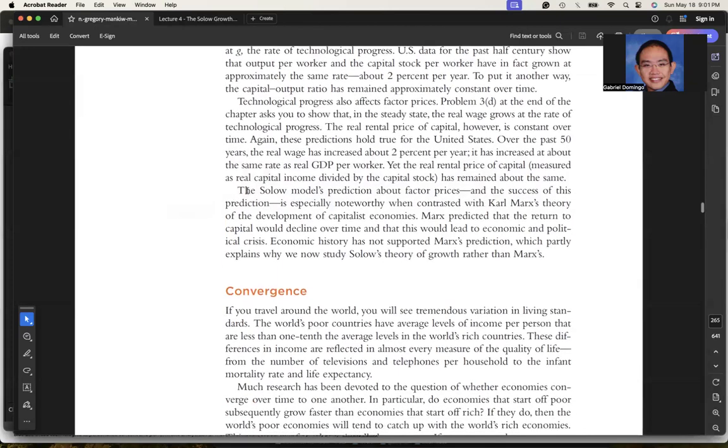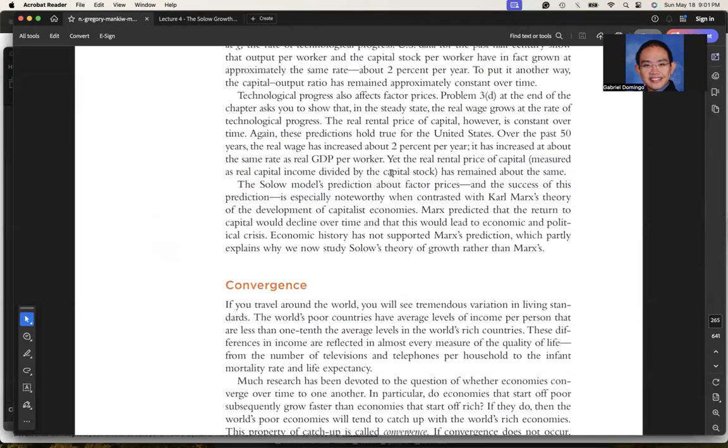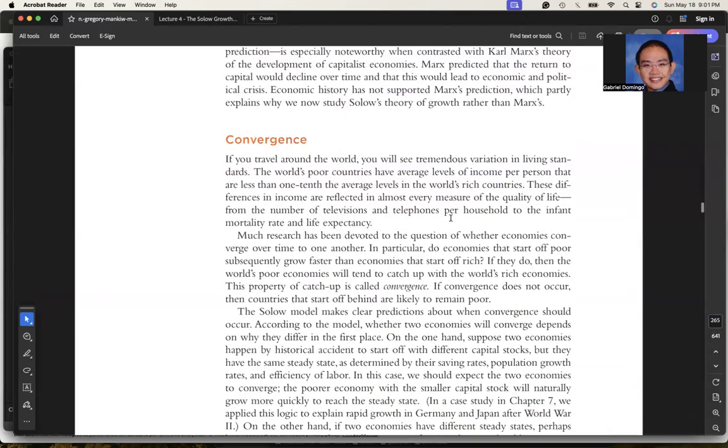So that's this part where you have a prediction on the factor prices. And that's this part here, problem 3 at the end of the chapter.